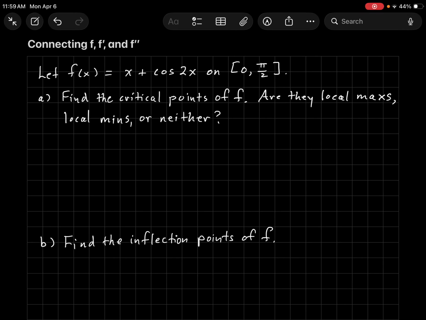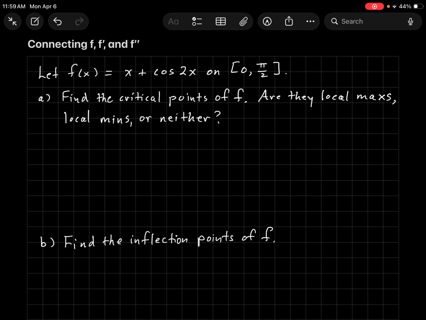Connecting f, f prime, and f double prime through examples. We will start with an algebraic example. Let f of x equal x plus the cosine of 2x on the closed interval 0 to pi over 2. F is smooth and continuous, a nice function on that interval, so there won't be any undefined places or non-differentiable points. Let's find the critical points of f.